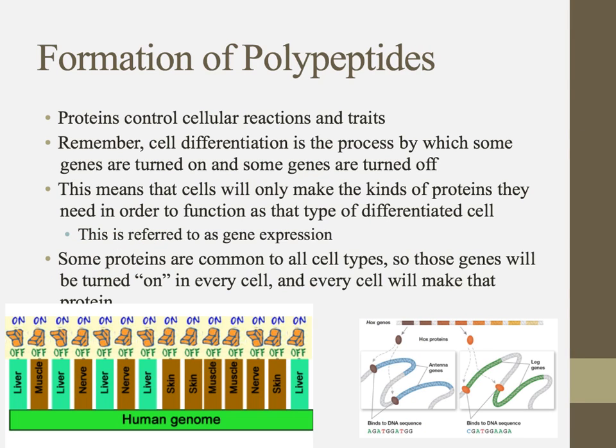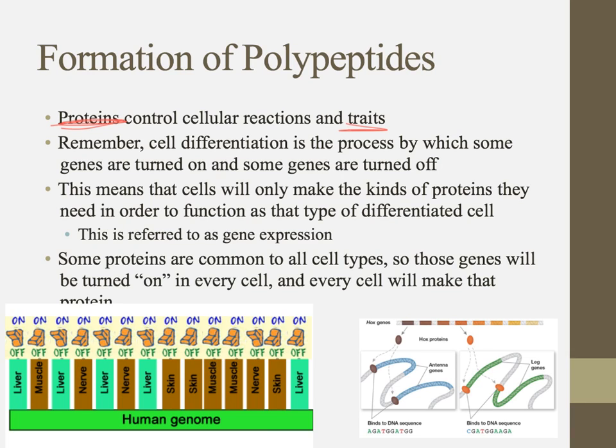So for a lot of reasons that we're going to get into throughout the year, proteins are really the workers of our cell. They're controlling a lot of our cellular reactions and therefore controlling the expression of a lot of our traits. How does that work? Well, remember, cell differentiation looks something like this down here. All cells possess all genes. Why is a liver cell different from a skin cell? Well, because in a liver cell, liver genes are turned on and skin cell genes are turned off.